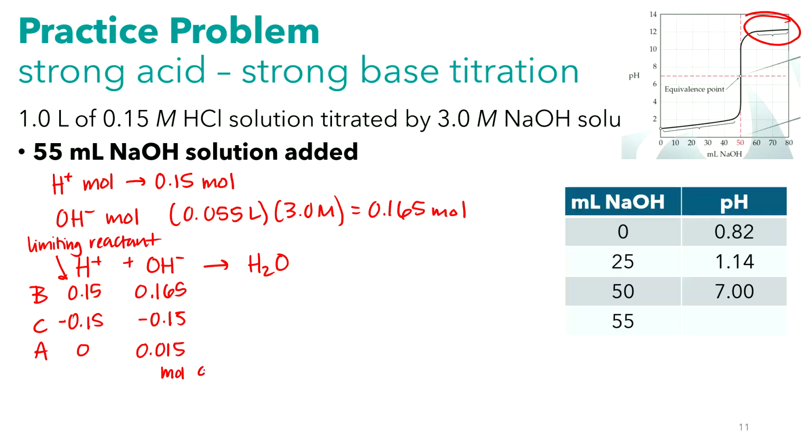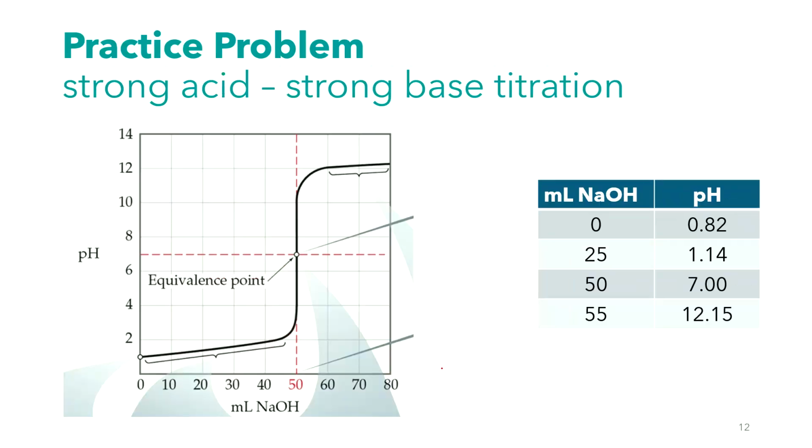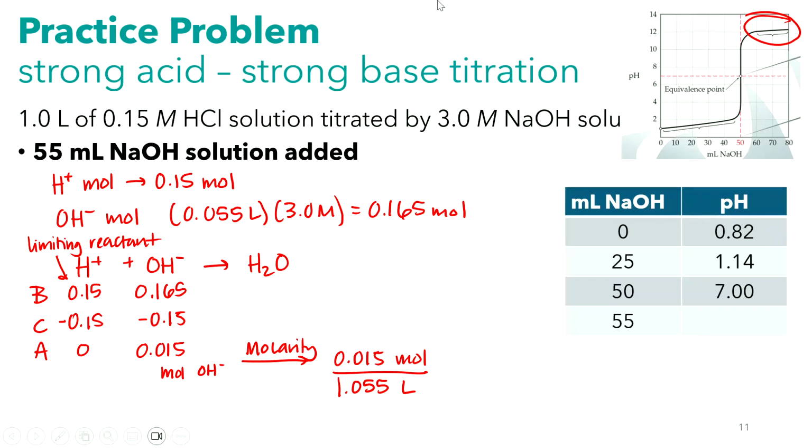So this is moles of OH minus. We want to bring it to molarity. So that's going to be 0.015 divided by our new total volume, which is 1.055. Okay, so I've got a concentration of 0.014 molar. And that is OH minus. So if I take the negative log of that, that's my pOH. And we're usually going to be asking for pH.